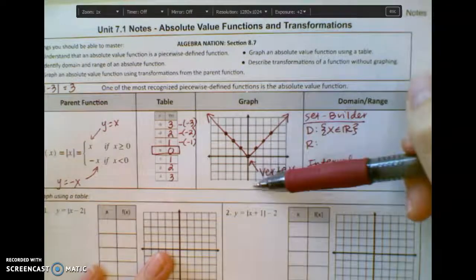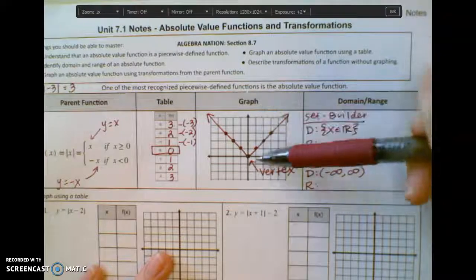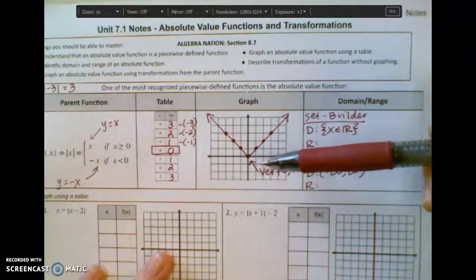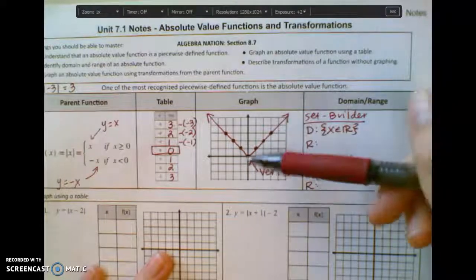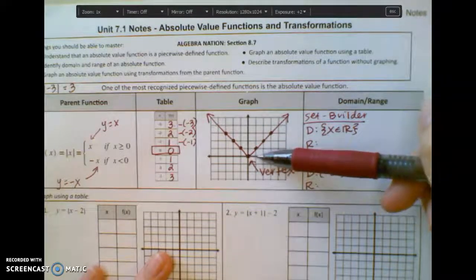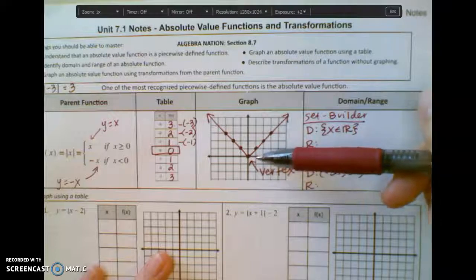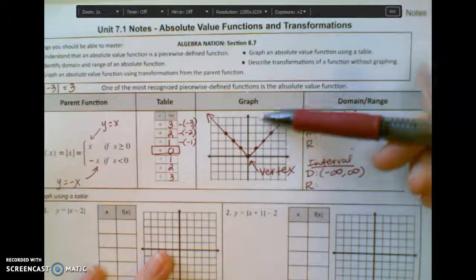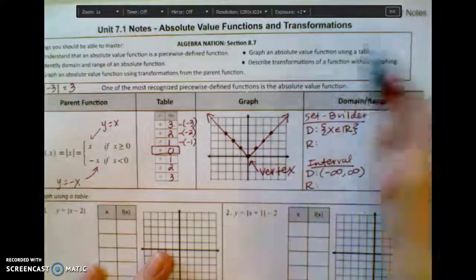For our range of this function, we look at the y values. So our vertex is always either going to give us a minimum value or a maximum value, because sometimes our v will open down. So our minimum value here, our lowest number, is 0. That's our lowest y value, and our numbers are getting bigger from there. The y values are getting bigger.